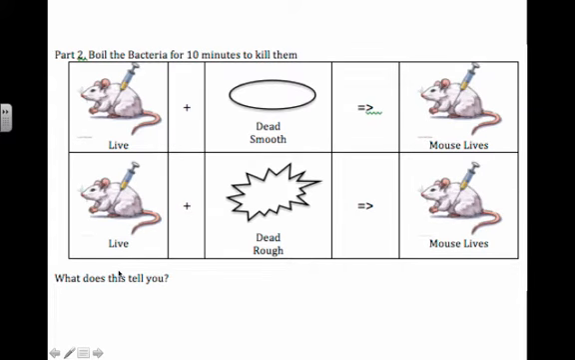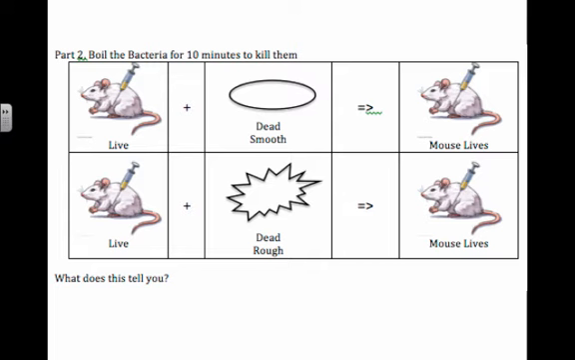For the next experiment, you take the bacteria and boil them for 10 minutes so that you kill them. If you boil them and try to grow them on LB, they won't grow because they're dead. So you take a live mouse and inject it with boiled, dead smooth bacteria, and the mouse lives. Again, you take a live mouse, inject it with boiled rough bacteria, and the mouse lives. So stop the recording, and what does this tell you? Answer that question.